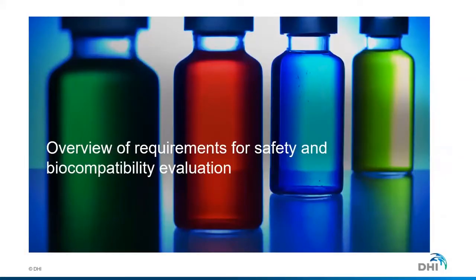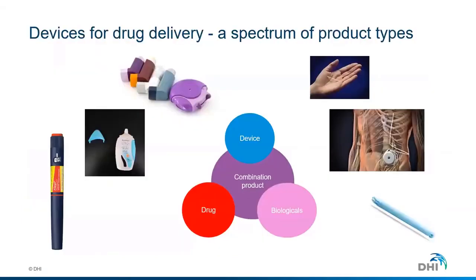The overview of requirements to safety and biocompatibility evaluation for drug-device combination products. When you consider a drug delivery device, there's a spectrum of product types which all have differences in respect to which biological risks they pose to the body and to the user. And it depends on the way that the device functions and the way that the device comes in contact with the body. But overall, you could say that a combination product is a product that has either a drug or a biological active substance, which is delivered to the body by use of a device, a medical device. And it's the device component that we're going to discuss today and the safety of that.